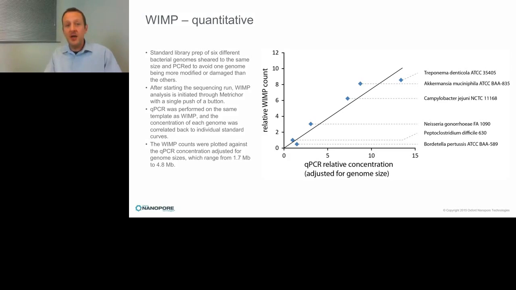As I said earlier, because of the real-time nature of sequencing on MinION, you're not confined to a fixed runtime. So if you need more data, you just leave it running. So to summarize, WIMP's a quantitative workflow for real-time species identification. All right, let's see how this works in a real-life situation.